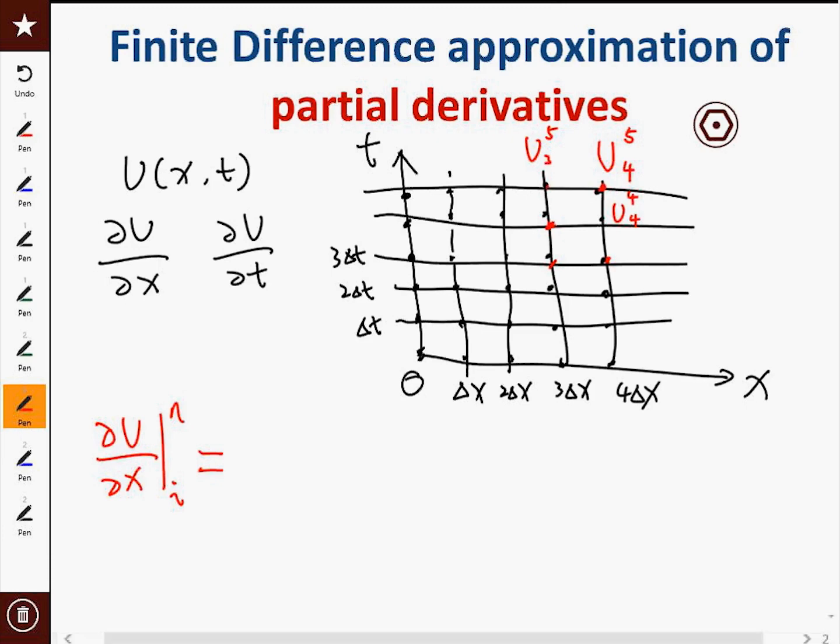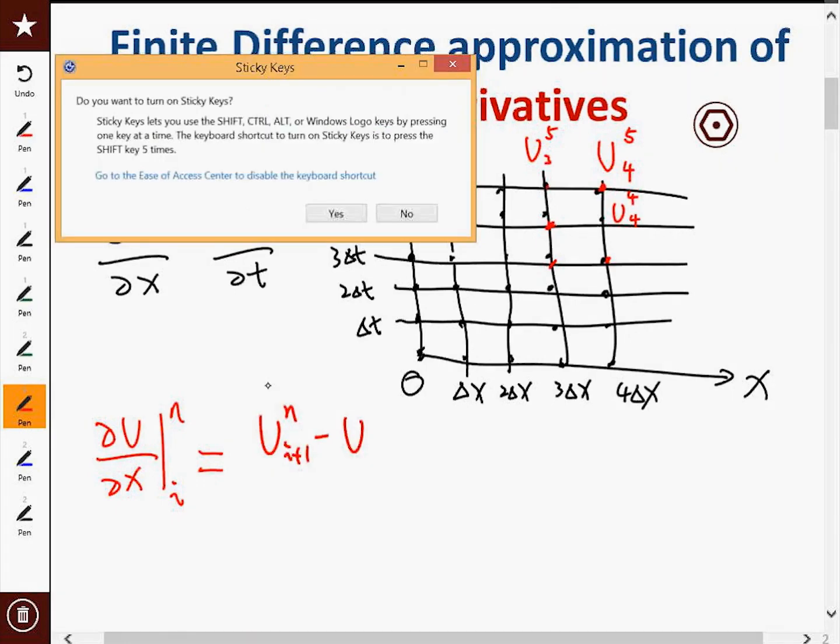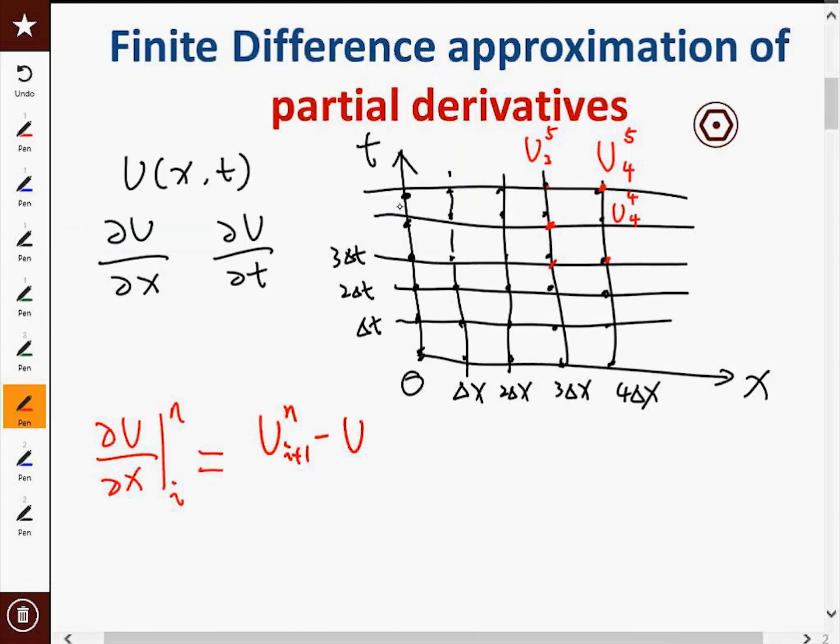That's 1 delta x further, towards the left or right? Okay, let's try to use right.